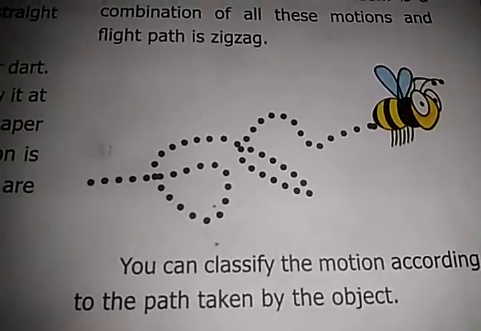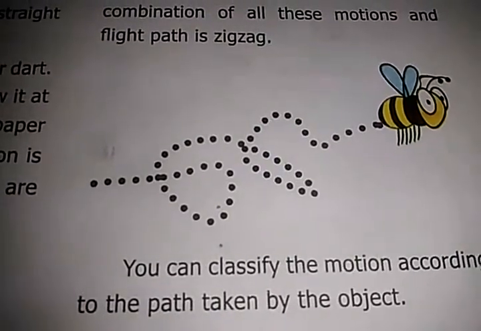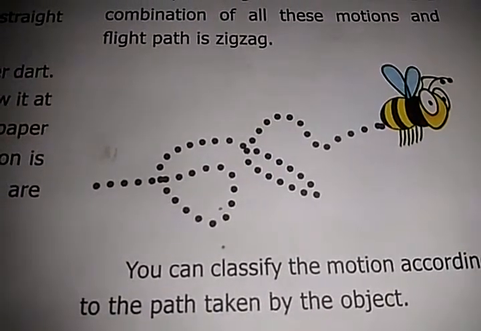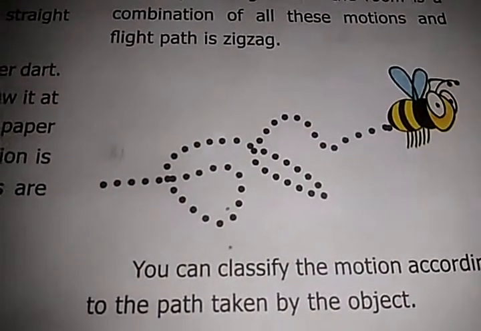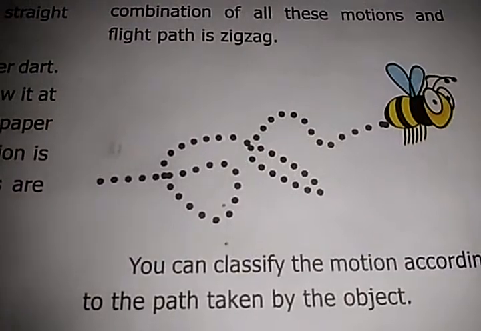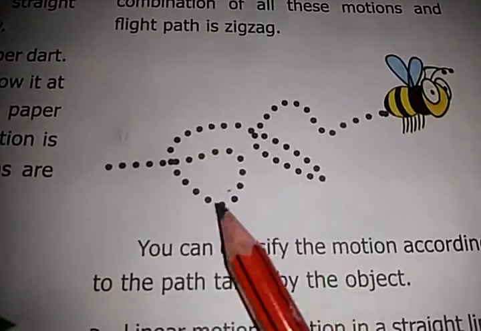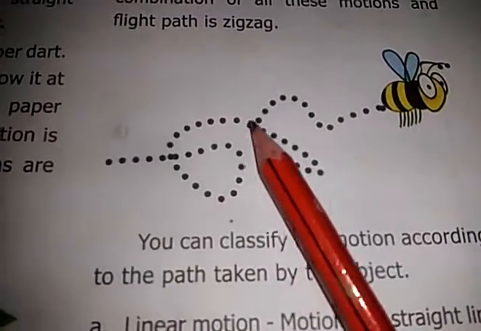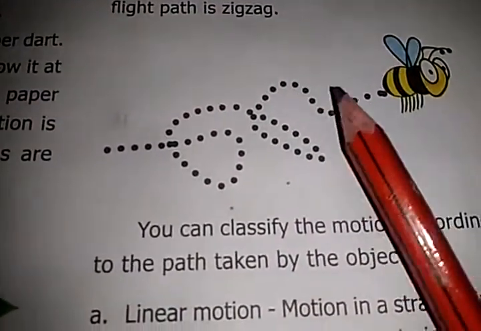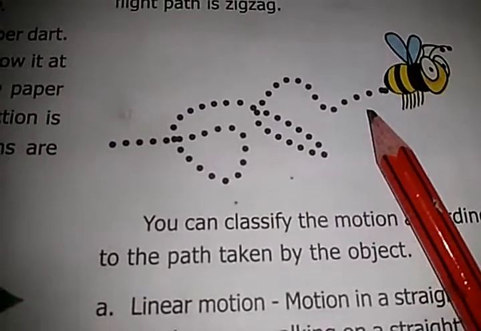Students, here we see a fly buzzing around the room is a combination of all these motions, and the flight path is zigzag. It is a random motion. It moves in all directions or in any direction. So it is a zigzag or irregular motion.